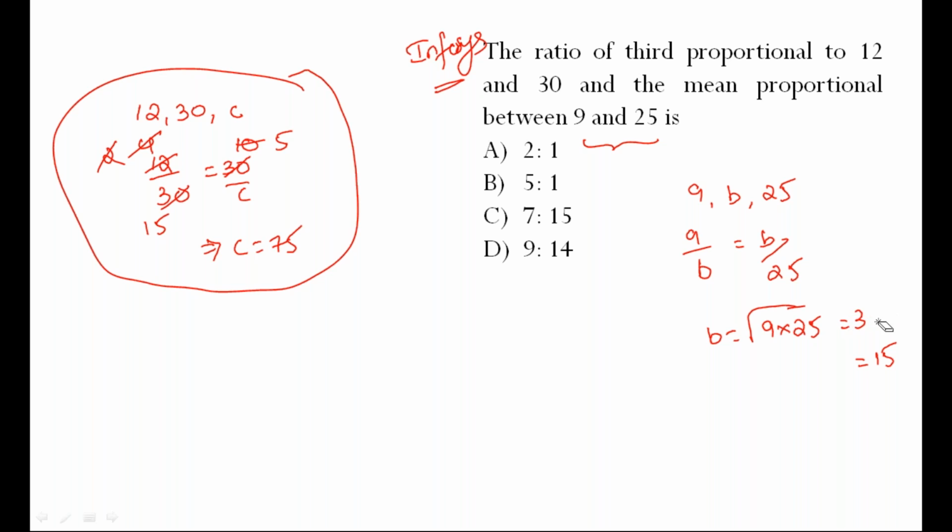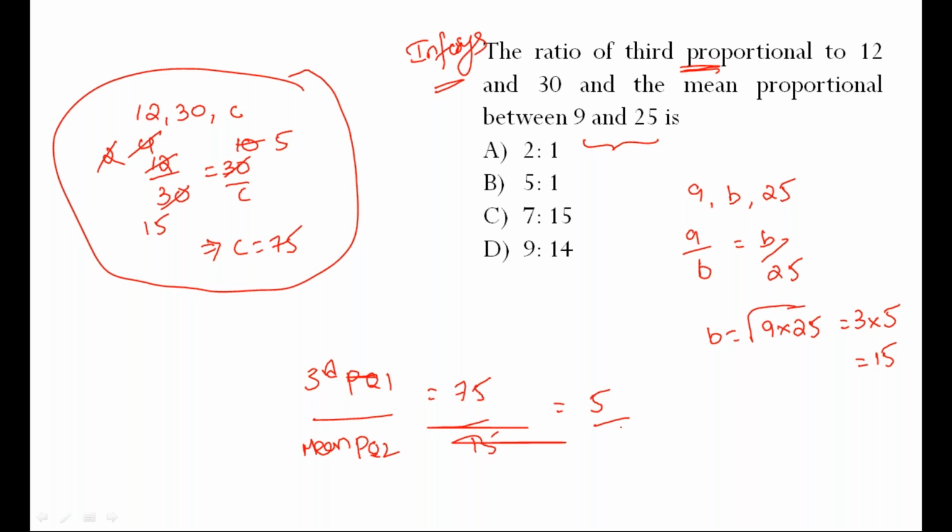They want this ratio. The third proportion you calculated in question 1 is nothing but 75. The mean proportion in the second one is nothing but 15. This ratio is nothing but 5:1. Here two different questions were asked, and using that data we can finally say that it is 5:1. Mean proportion, third proportion, right? This is the question given in Infosys. Hope you people are clear with this question.